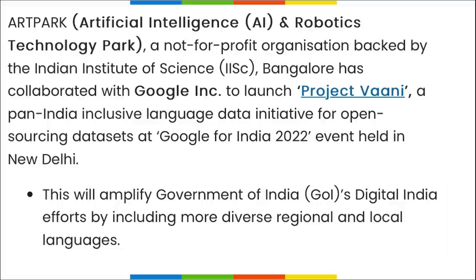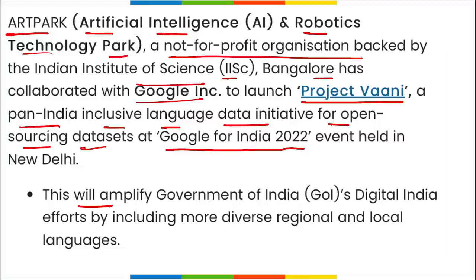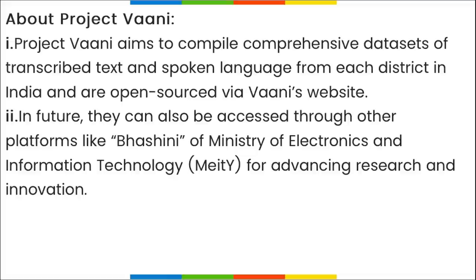Alright. So here you can see ARTPARK, that is Artificial Intelligence and Robotics Technology Park, a not-for-profit organization backed by IISc Bangalore, has collaborated with Google Incorporation to launch Project Vani, a pan-India inclusive language data initiative for open sourcing datasets at Google for India 2022. This will amplify Government of India's Digital India efforts by including more diverse regional and local languages. Project Vani aims to compile comprehensive data sets of transcribed text and spoken languages from each district in India, open sourced via Vani's website.